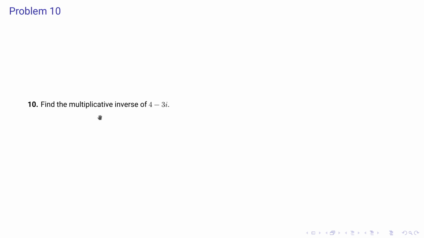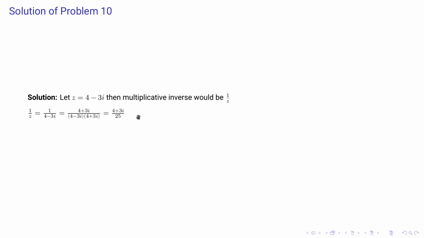Problem 10 says: find the multiplicative inverse of 4 - 3i. We let the multiplicative inverse be 1/z, where z is 4 - 3i. So 1/z = 1/(4 - 3i). Now we want to get rid of the imaginary part in the denominator. One of the easy ways is to multiply it with its conjugate. So we multiply and divide with the conjugate 4 + 3i. Our denominator becomes 4^2 + 3^2, that is 16 + 9, which is 25. And the multiplicative inverse is (4 + 3i)/25.